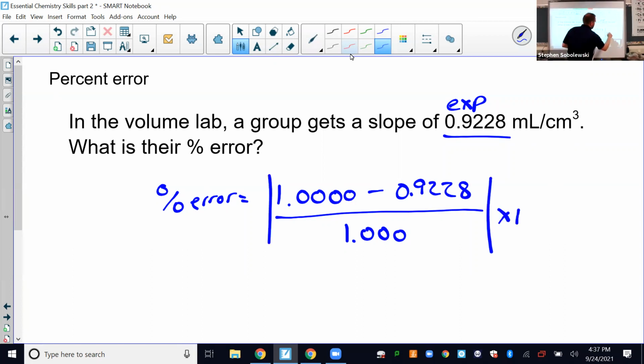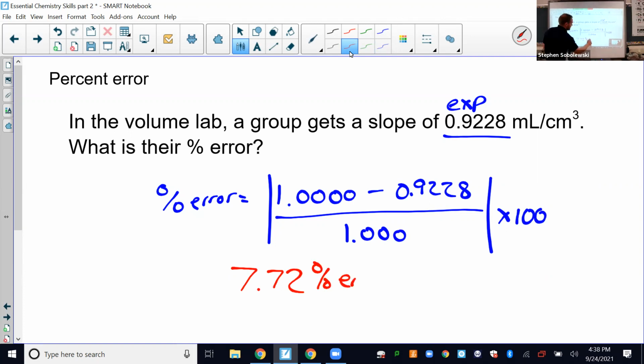Absolute value times 100. Okay, doing the math here. 1 minus 0.9228 equals, divided by 1 is really not even necessary, but just to see it. And I get 0.0772 times 100 gives me 7.72%. 7.72%. And we can say percent error for this.